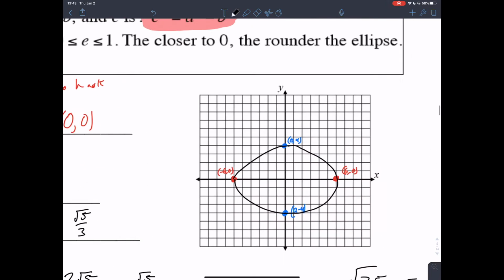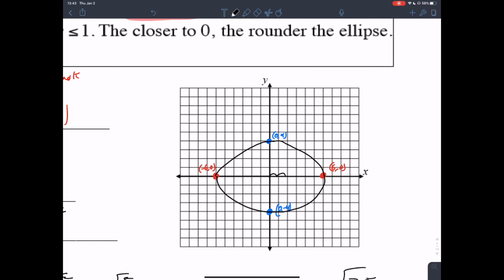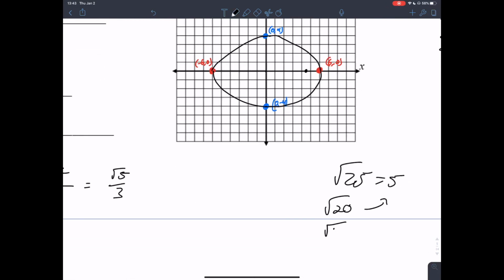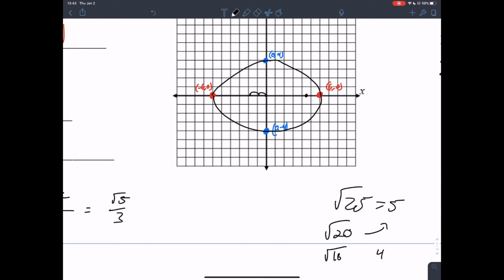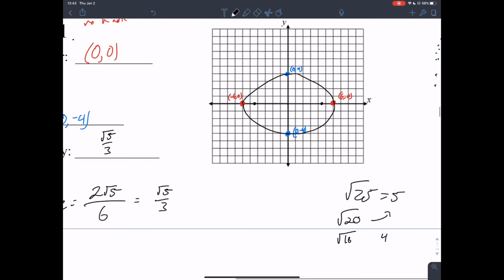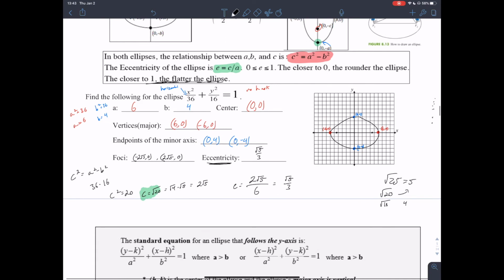So I'm going to count to 5: 1, 2, 3, 4, 5, and then a little bit less than that. So probably between 4 and 5, right there. By the way, I also know the square root of 16, which is 4. So I'm somewhere in between 5 and 4. Again, 1, 2, 3, 4, 5, and then a little bit less than that. And there we go, there are my foci. Okay, so that's how we're going to do that part.